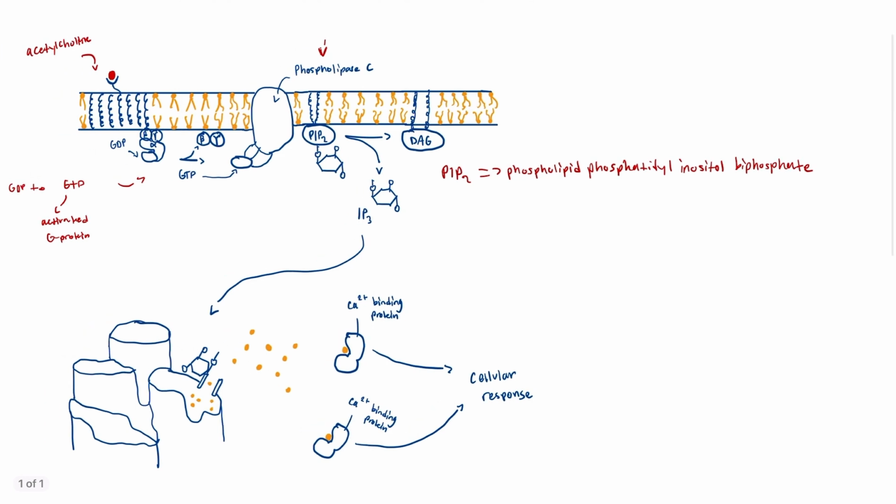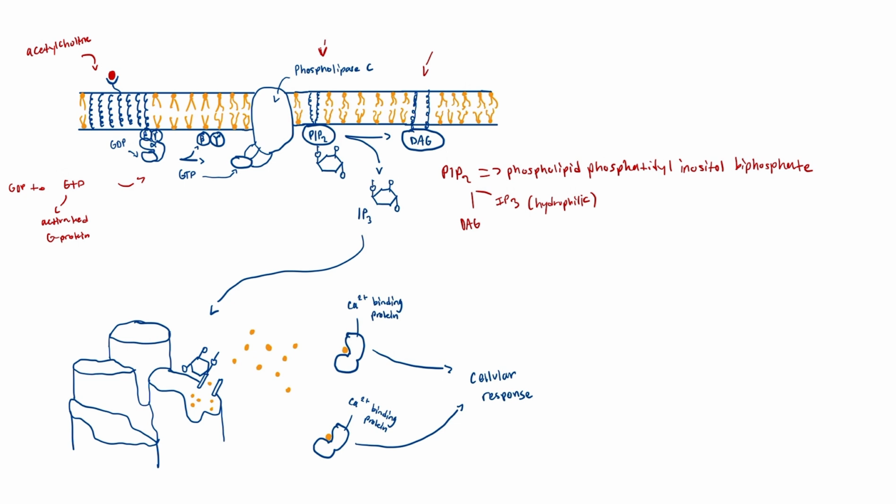Now, PIP2 is made of two things. It's made of DAG and IP3. The glycerol and two fatty acid portion is called DAG, as I've drawn here. That's the DAG. It's two fatty acid tails and a glycerol backbone. PIP2 also has a hydrophilic portion called inositol triphosphate, which is IP3. So this right here is hydrophilic, and what will happen is this will get cleaved off, and it'll leave DAG in the membrane. So IP3 gets cleaved off from PIP2.